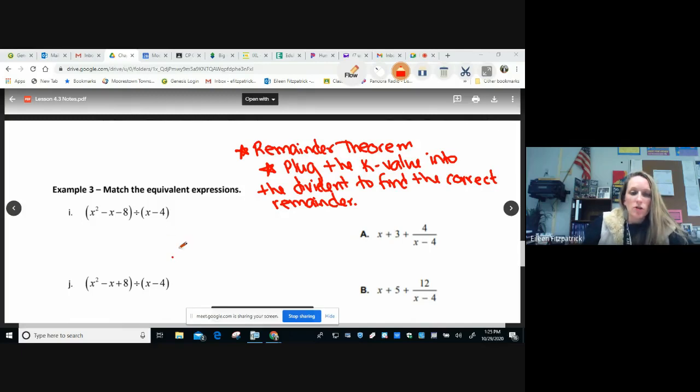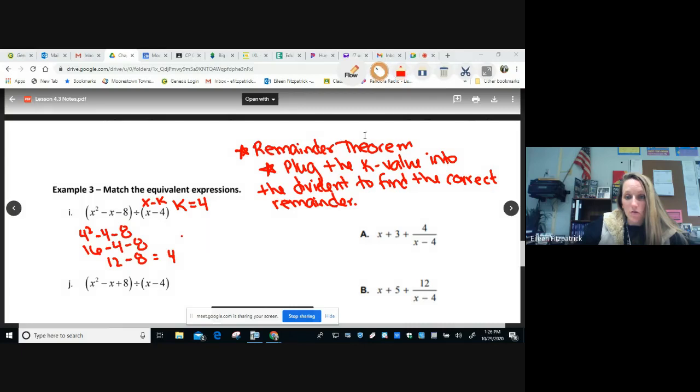All right. So our k value for the first problem, okay, the k value is a 4. Remember x minus k, so the k value is a 4. So what you're going to do is plug the k value into the dividend. So 4 squared minus 4 minus 8. So that's going to give you 16 minus 4 minus 8. That's 12 minus 8, right? And you get 4. So which of these problems, these are the answers. Which of the answers has a remainder of 4?